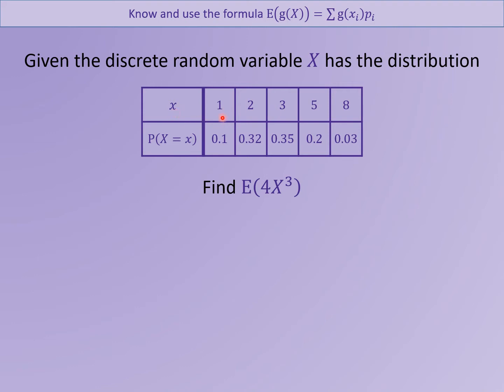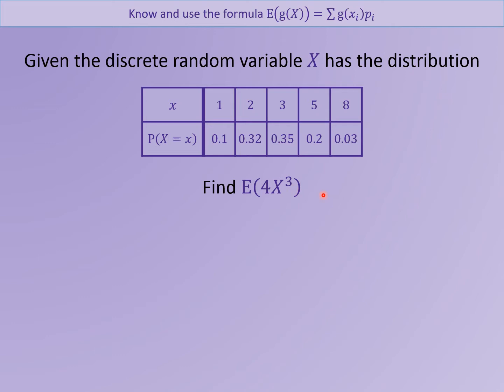The x values can either reach a value of 1, 2, 3, 5 or 8. So they could be ages, it could be numbers on a dice, it could be absolutely anything you like as long as they're discrete values. The probabilities of those happening are given to you there. And what I'd like you to calculate is the expected value of 4 lots of my value cubed.